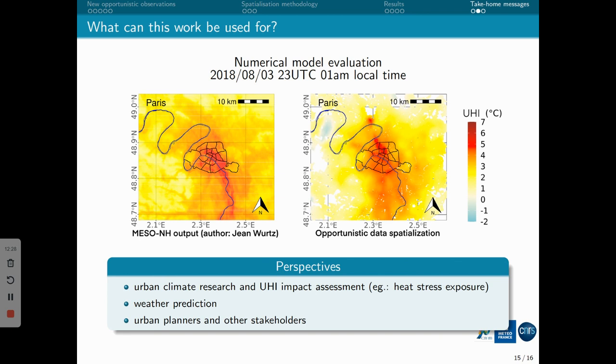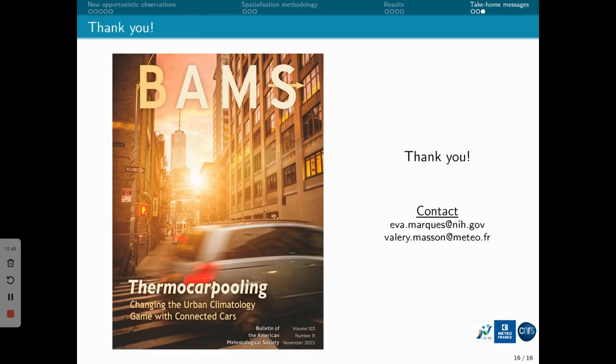So what can we do with this? We can validate numerical models. So this is a simulation of an urban plume over Paris. And we see on the right an urban plume in air temperature estimated from the Météo stations and cars, and the simulation by the model on the left.